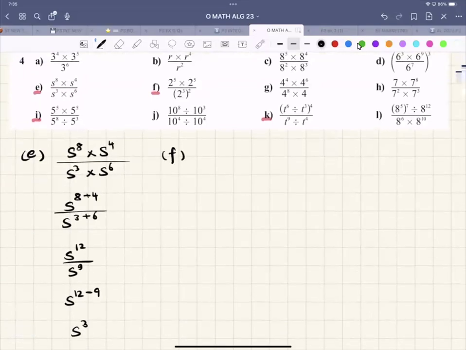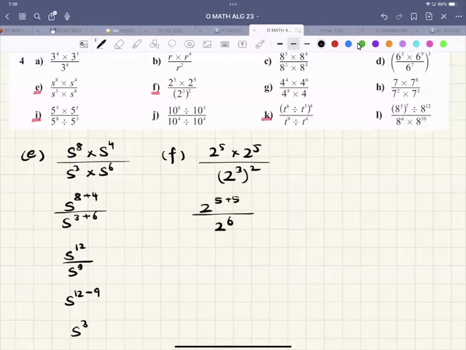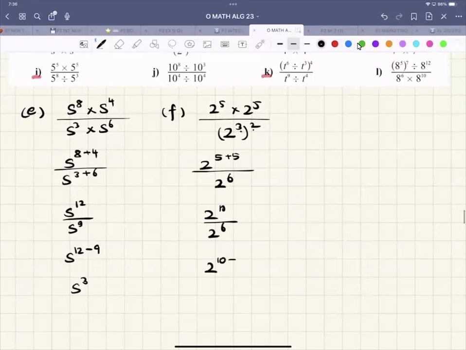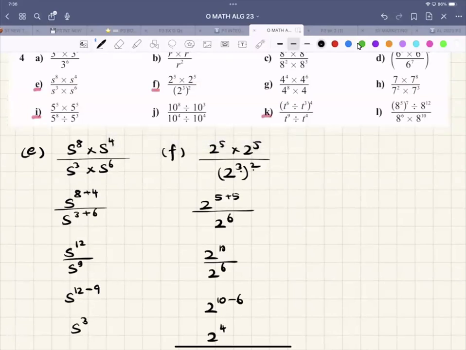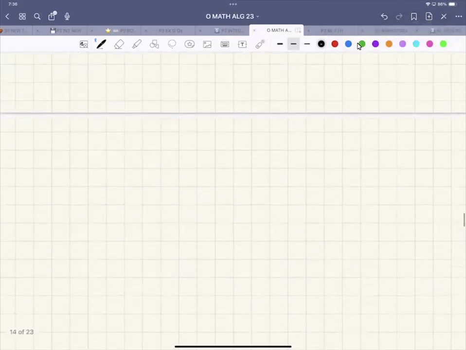Part F, 2 power 5 divided by 2 raised to power of 3, the whole raised to power of 2. 2 raised to power of 5 plus 5 divided by 2 raised to power of 6, the powers multiply. 2 raised to power of 10 divided by 2 raised to power of 6, 2 raised to power of 10 minus 6, which is 2 raised to power of 4. Let me copy this, take it on the next page.